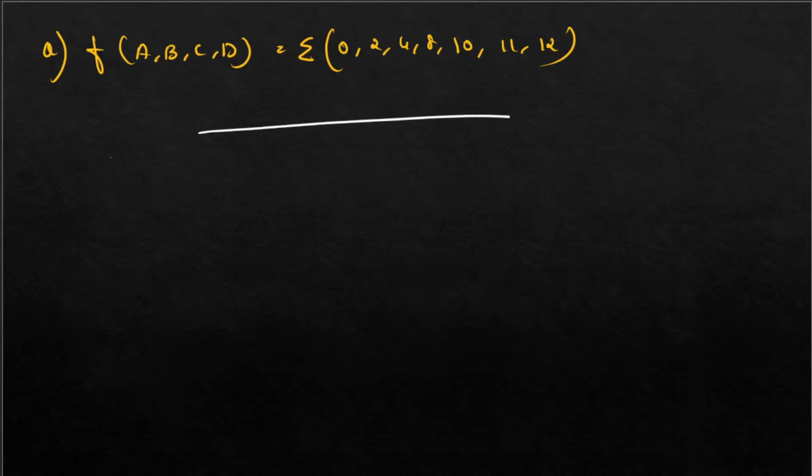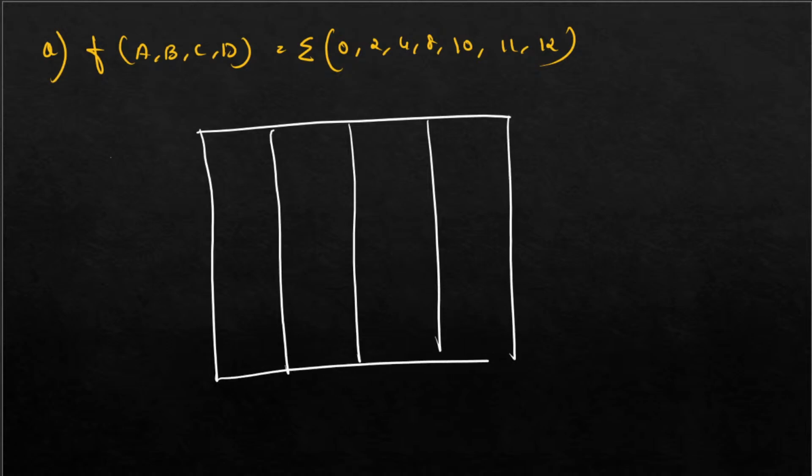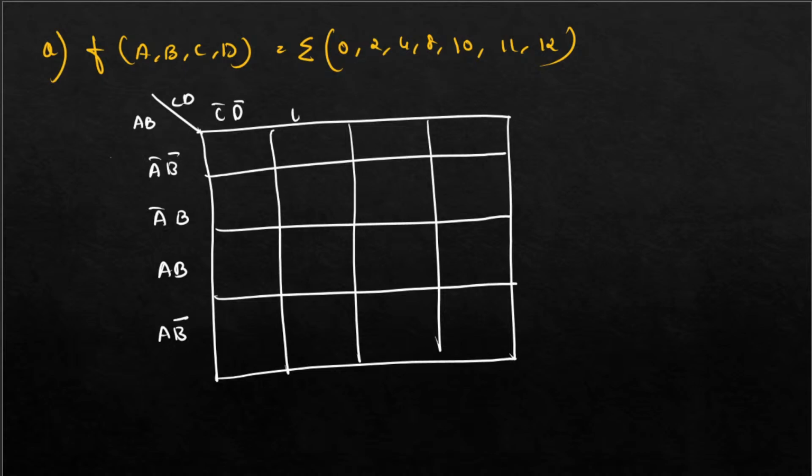So we are going to draw the cells. Okay, now here we will have AB and here we will have CD. So here A bar, B bar, here A bar, B, here AB and here A, B bar. After that here C bar, D bar will be there, here C bar, D, here CD and here C, D bar.